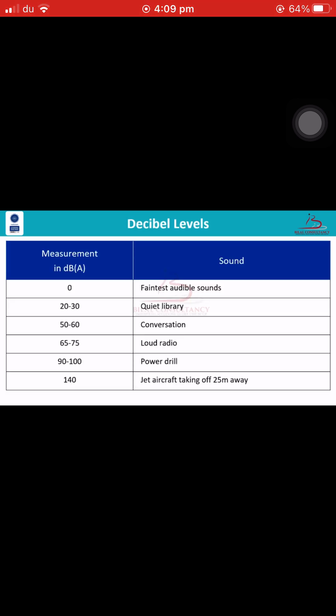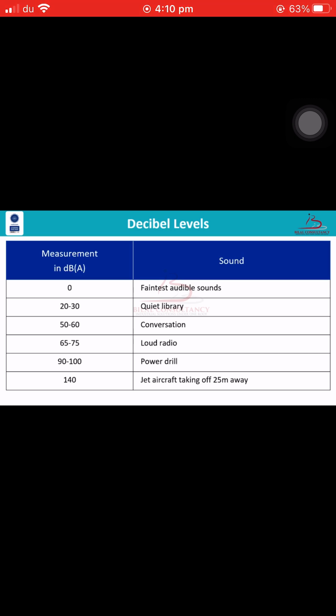Moving on to the next slide, these are decibel levels for different types of sounds. For example, if you see 0, faintest audible sound, it means that there is no noise. And from 20 to 30 decibels, this type of noise measurement you will observe in a quiet library. The third one is 50 to 60 decibels. This is normally the sound level when we are having a conversation with each other. And the fourth one is 60 to 75 decibels. This is the noise level while we are listening to any kind of radio.